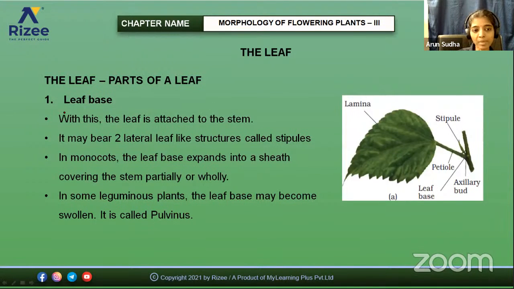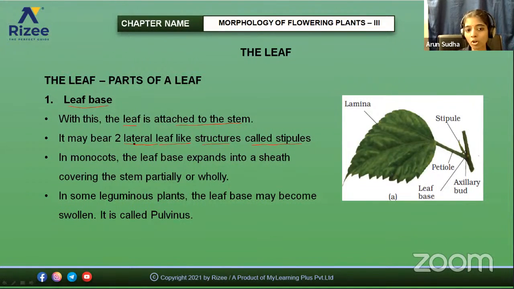So first is the leaf base. So what is the leaf base? With the help of this leaf base, the leaf is attached to the stem. The leaf is attached to the stem with the help of this leaf base, and it may bear two lateral leaf-like structures. Near that, there are two leaf-like structures which are called stipules. So these are the stipules. They are leaf-like structures which are present near the leaf base, the lateral appendages called the stipules.